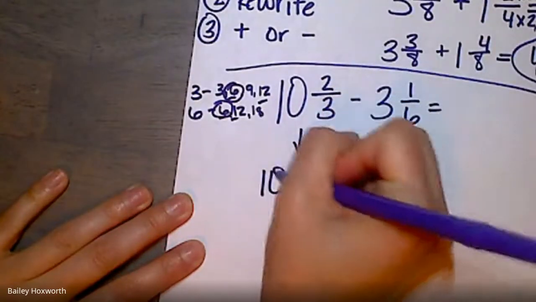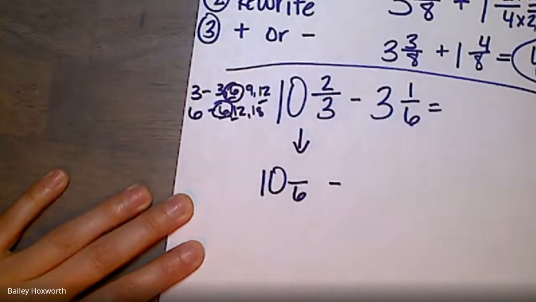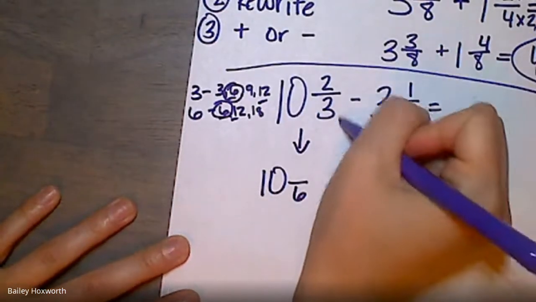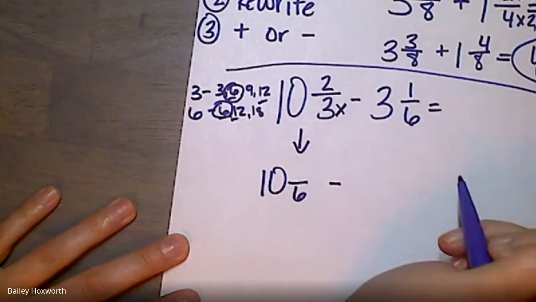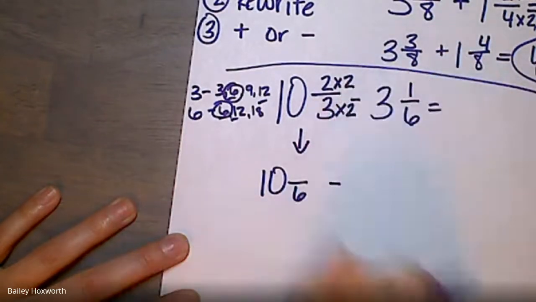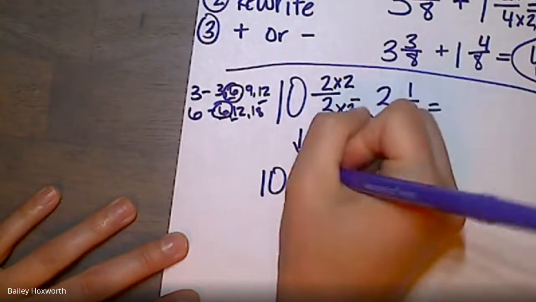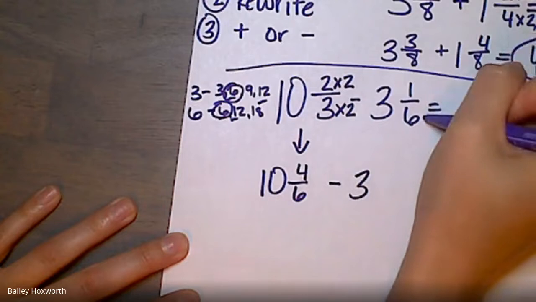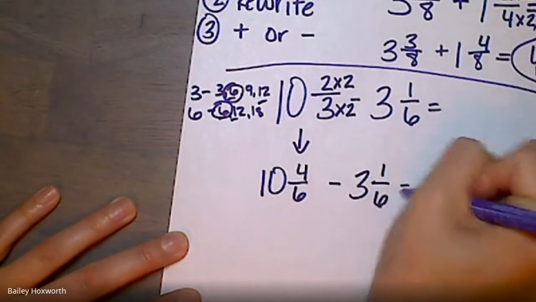I know I got the whole number 10 and my new denominator is 6. How many times did I multiply 3 to get to 6? 2 times. And 2 times 2 is 4. So 10 and 4/6 minus 3. I already have 6 as my denominator over here, so I'm just leaving it alone.